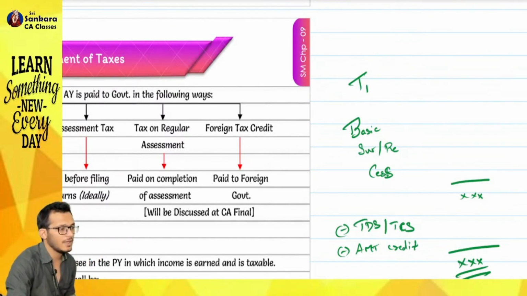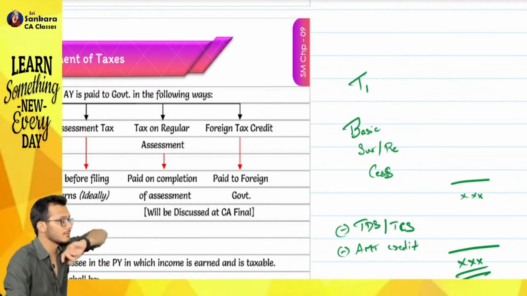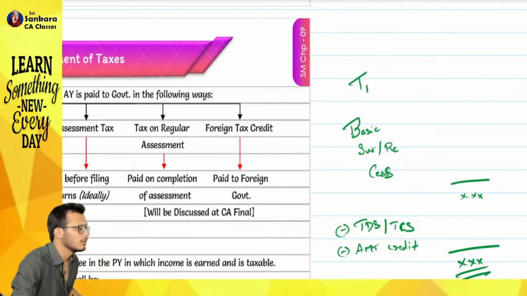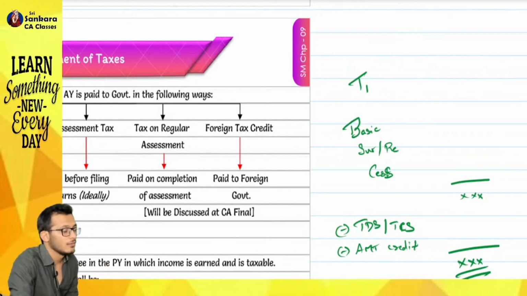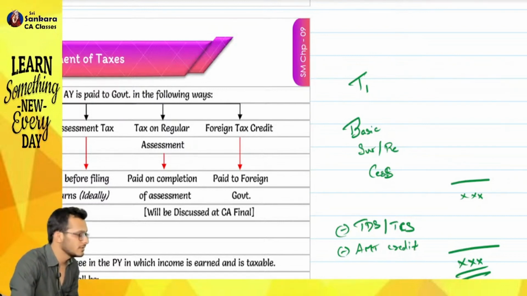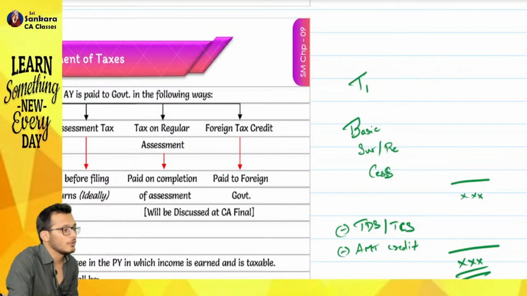But please understand, people, I already clarified to you that if you are opting for presumptives, what presumptive? 44AD, then 44ADA, then 44AE. You have 3 kinds of presumptives. In that, if you opt for 44AD, you will have to pay how many installments? Only the last installment, which is 15th March. If you opt for 44ADA, you have to pay how many installments? 1 installment, 15th March. But if you opt for 44AE, you need to pay all the 4 installments.